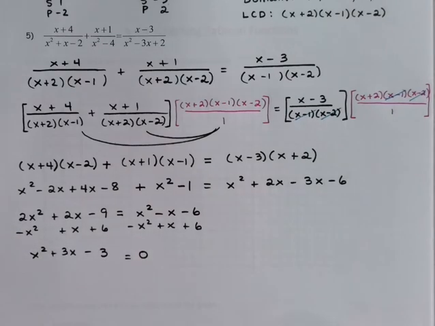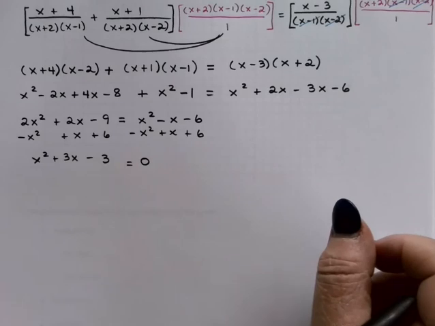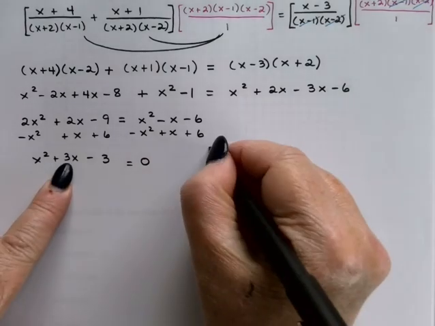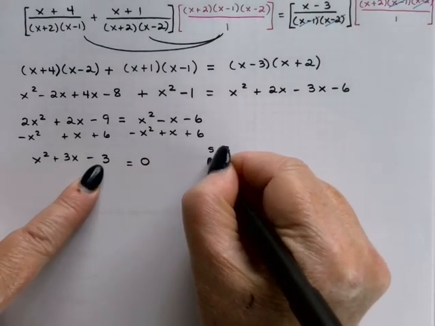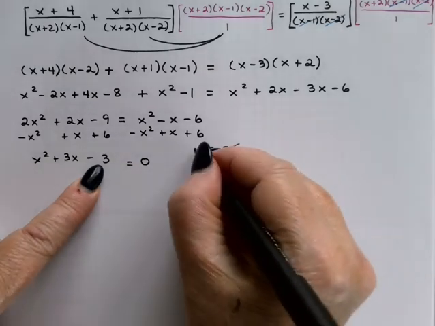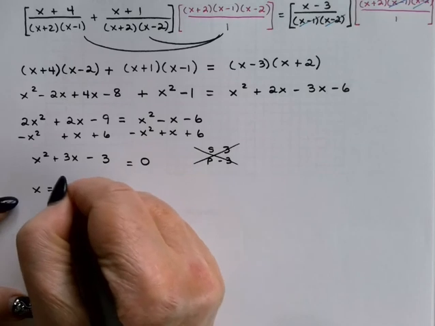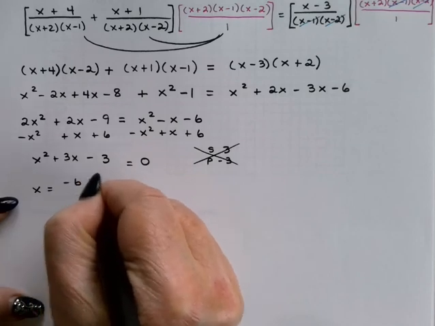All right, I've got a quadratic equation, but I'm a little nervous about this one because I don't think I'm going to be able to factor it. A sum of 3 and a product of negative 3 is just not going to work. So I'm going to have to go to my alternative method, and I'm going to have to solve this with a quadratic formula. It's been a few days since we've worked with that, so let me remind you what it looks like.